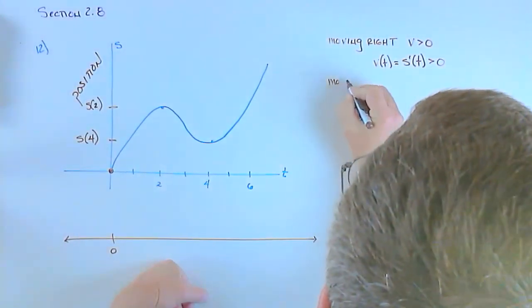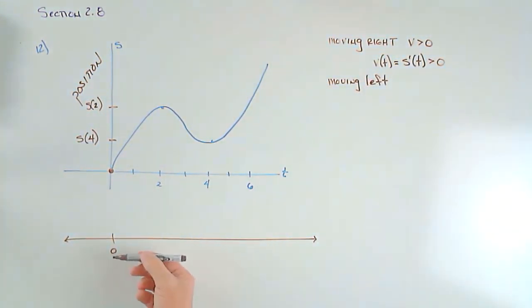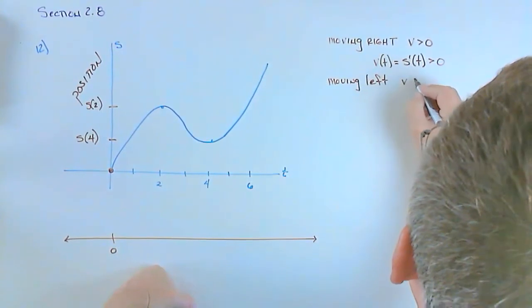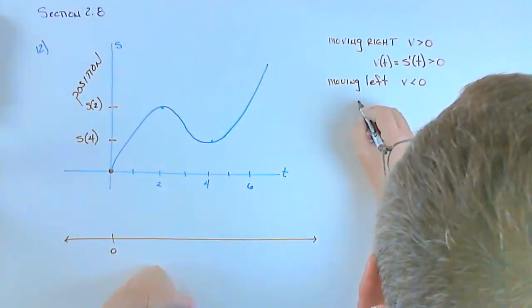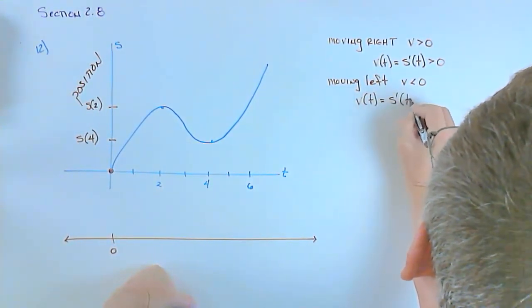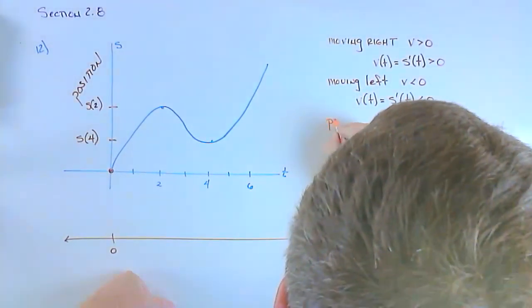When are we moving to the left? We know from experience, if we're going this way, we're backing up, going backwards, because we've defined the positive direction to be to the right. So moving left means velocity is less than 0. Velocity is the derivative of position. So we want to know, when is the derivative of position negative? It also asks us about acceleration. It says, when does it have positive acceleration?